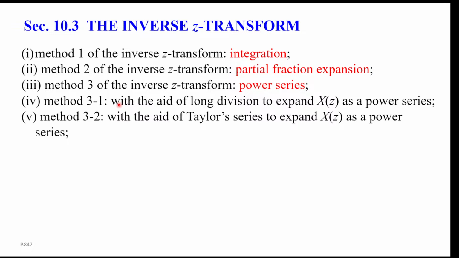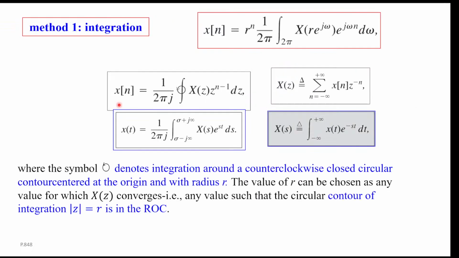And then there are ways to do the inverse transform. The first way is to do integration. You can do either contour integration or just an integration like the Fourier transform. But the important thing to remember is that you need to pick r inside the ROC. So you pick r inside the ROC and do the Fourier transform for x of n times r to the minus n, and then multiply the r back. Okay, so this is integration.